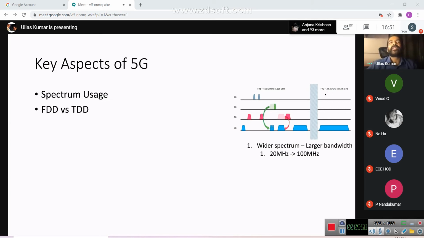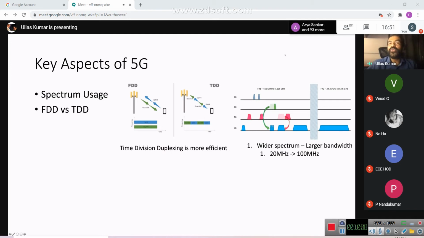What is the second aspect? It is the fact that there is a technique called frequency division duplexing versus time division duplexing. Frequency division duplexing means you use one frequency to reach from the base station to the mobile phone, and another frequency to go from the mobile phone back to the base station. This is a waste of frequency because you're already using up two frequencies. The alternative is that you transmit faster, but for some time you transmit downlink, and for some time you transmit uplink with the same frequency. This requires much more complexity compared to frequency division duplexing, but it is much more efficient. You are using only one frequency to do it. So that's the other aspect.